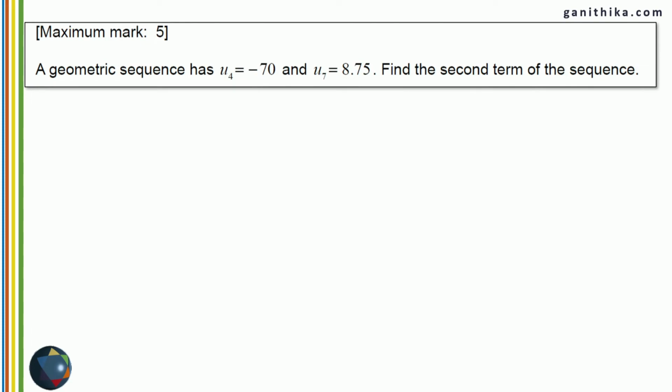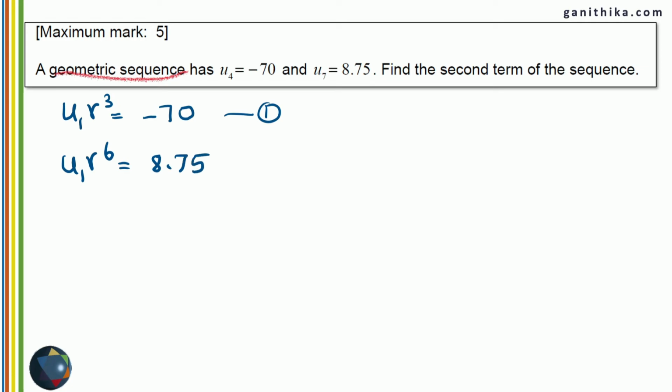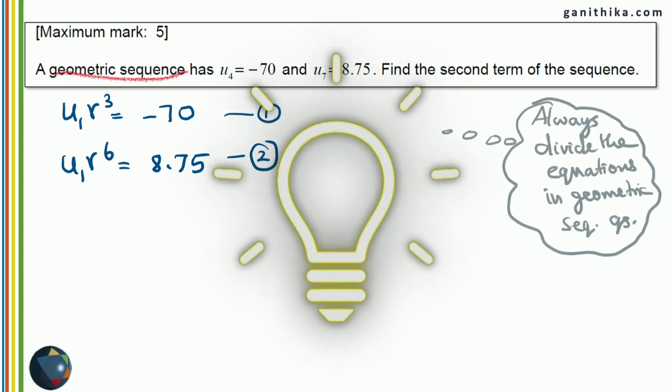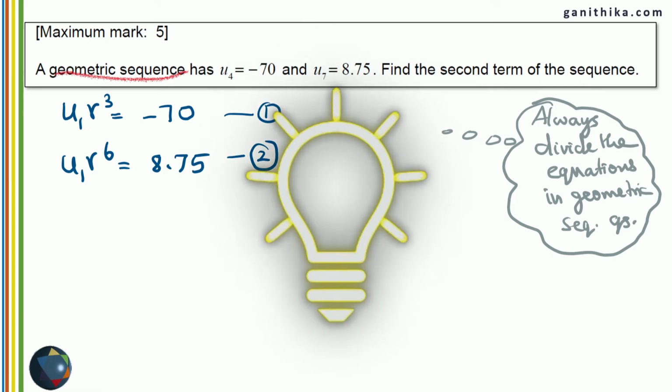A geometric sequence has U4 equal to negative 70. Geometric sequence, U4 is U1 r cubed is equal to negative 70. You can directly write it down. U7 is 8.75. Writing it down as the next equation, U1 r power 6 is 8.75. This is a geometric sequence, so use the formula for geometric sequence. So this is your second equation. So you already got simultaneous equations. When you have a geometric sequence and simultaneous equations, divide the equations to get rid of U1 here.